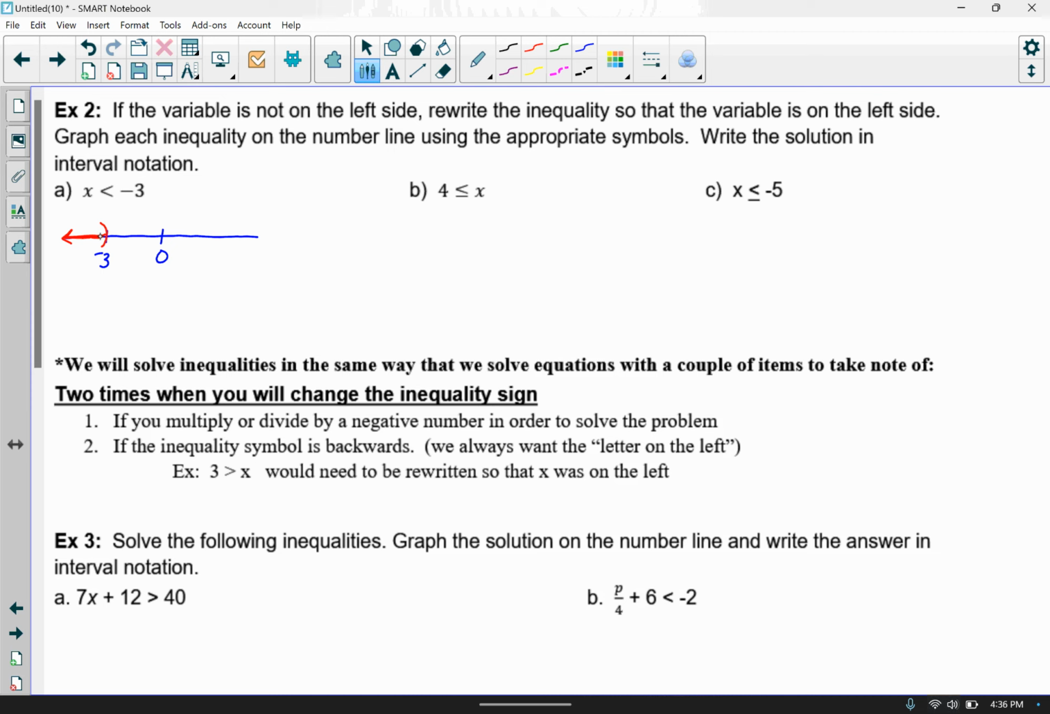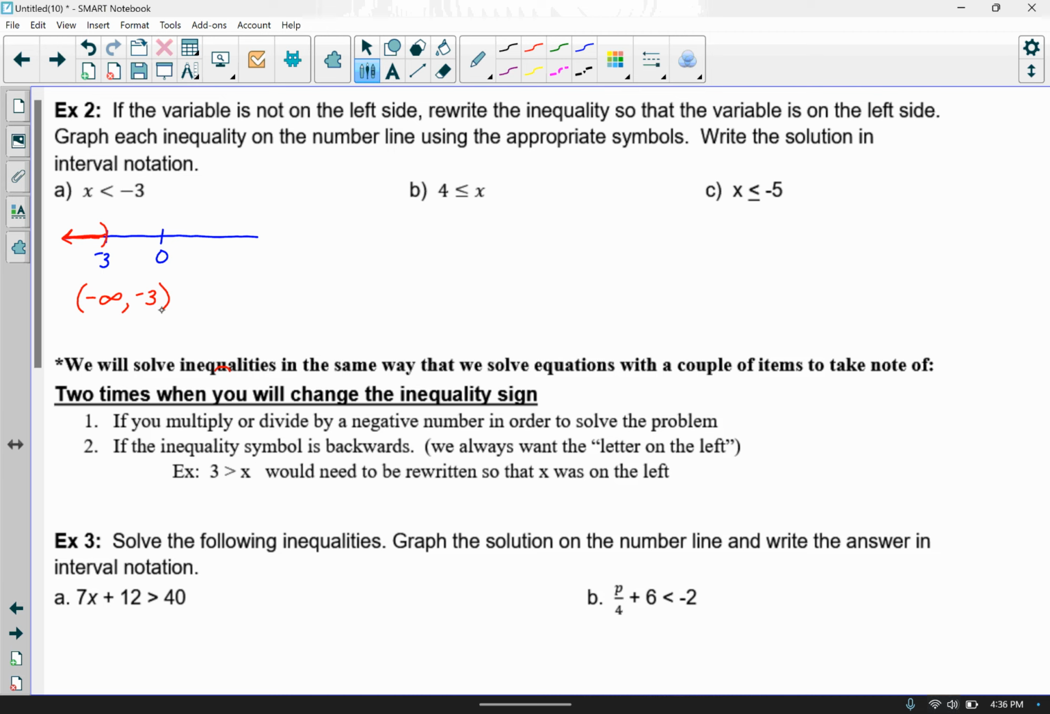Now let's write our interval notation here. This graph is coming in from the left, so it's coming in from what kind of infinity? Negative infinity, and then it stops at -3. Infinities always get parentheses, and then that -3 we already know gets a parenthesis. All right, let's move over to B.